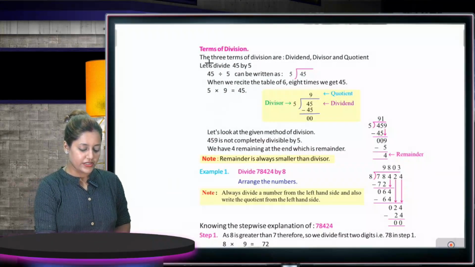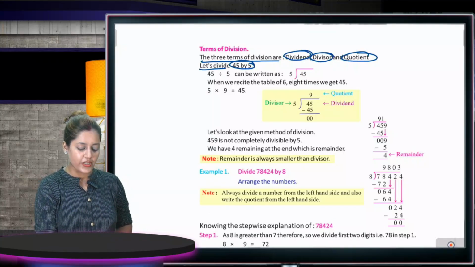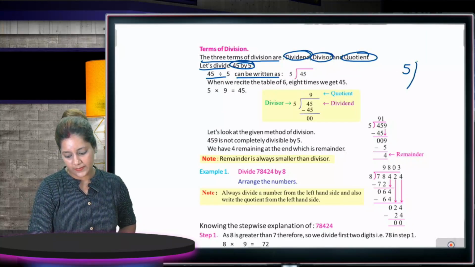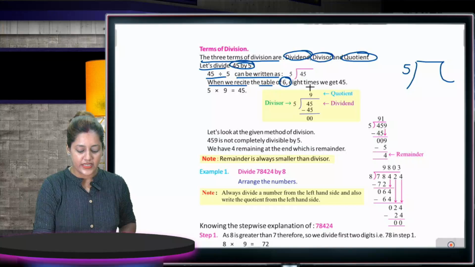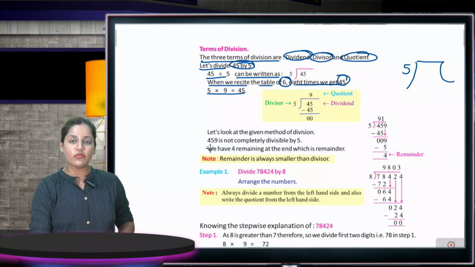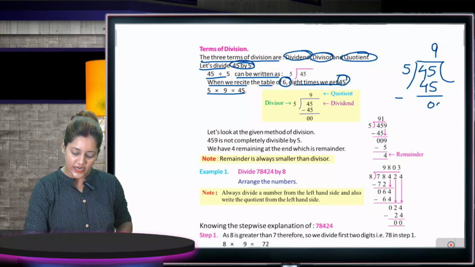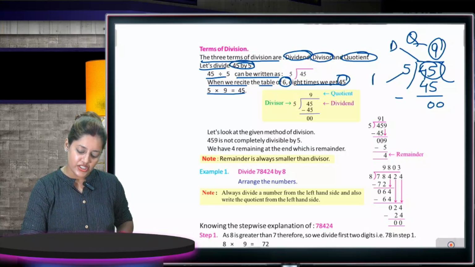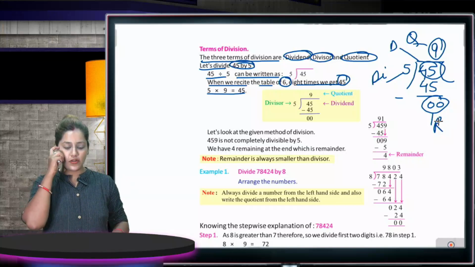Terms of division. The 3 terms of division are dividend, divisor and quotient. Let's divide 45 by 5. 45 divided by 5 can be written in the form of this. This is a way of dealing with the division. When we recite the table of 5, 9 times we get 45. 5 into 9 is 45. So 9 times it is 45 and finally on subtraction we get 0. So this is your quotient, this is your dividend, this is your divisor and this is your remainder. So these are the 4 main elements of division.